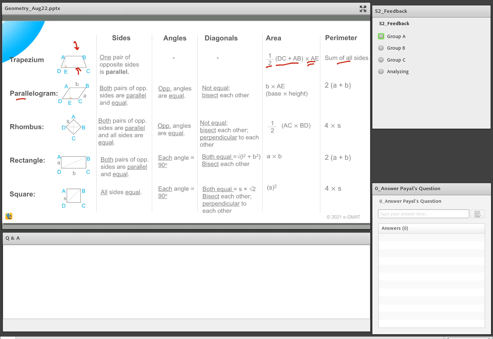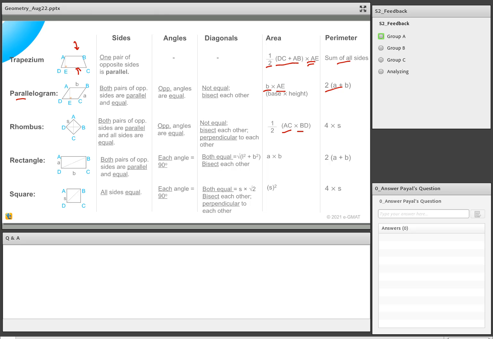For parallelogram, the area equation is very simple. You calculate the base, you multiply it with the height, you get the area of a parallelogram. What's the perimeter? Twice of A plus B, where A is one parallel side, B is the other adjacent side over here. For a rhombus, you calculate the 2 diagonals. So AC and BD are the 2 diagonals. The product of the two diagonals, half of that is equal to the area of a rhombus.